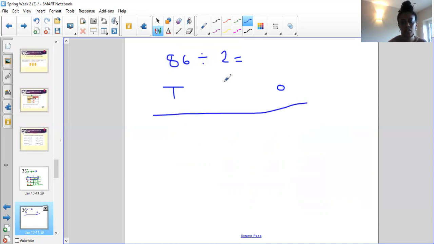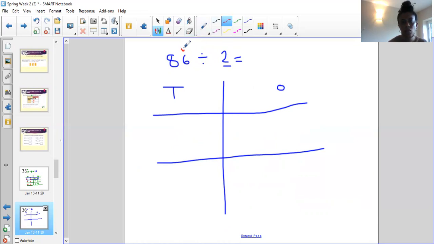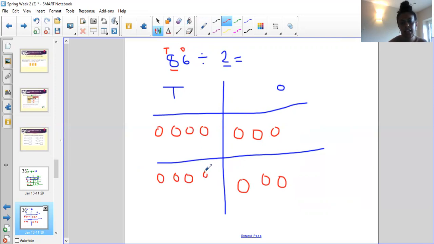So I'm going to split my column into 2s because I only need 2 columns because I'm dividing by 2. So I've got my 2 columns, 1, 2. Let's see how many ones I have. So I've got 6 ones. So I'm going to do this: 1, 2, 3, 4, 5, 6. So they're equally split. And then if I go to my tens column, I've got 10, 20, 30, 40, 50, 60, 70, 80. So I've got 80 in tens and they're split now.